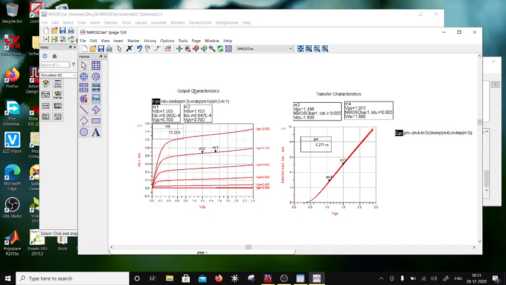Okay, so we have output characteristics and transfer characteristics. From one side we get RDS, from the other graph we get the gm of the device. Okay, so this is very simple.